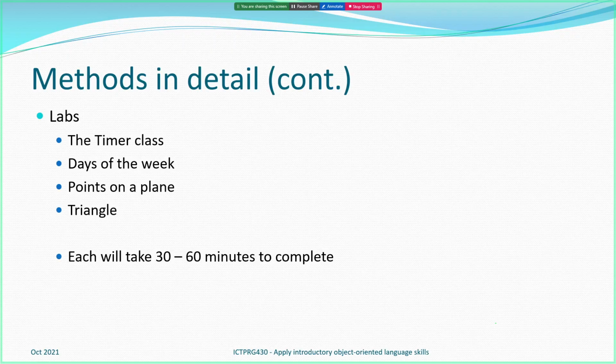Now, as I said, these methods in relation to classes will become clear when you work your way through them. To that end, there are 4 labs associated with the methods section. The timer class, days of the week, points of a plane, and triangle will take 30 to 60 minutes each to complete, depending on your typing speed.